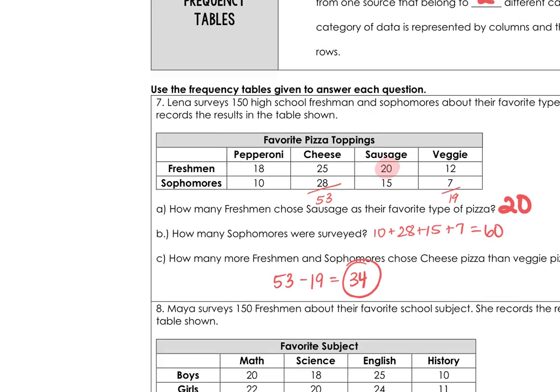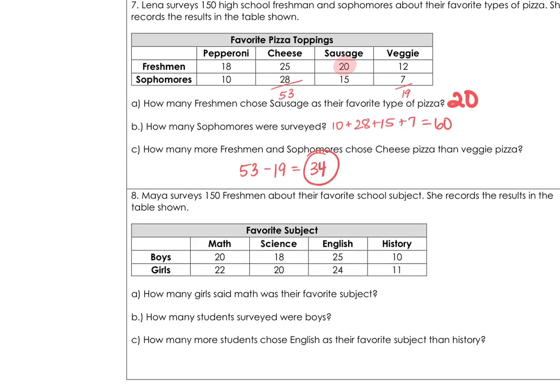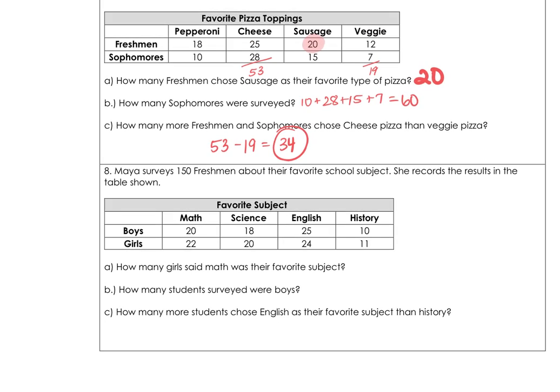All right, number 8 is very similar, so it's just giving us one more chance to practice. This time, Maya surveys 150 freshmen about their favorite school subject. She records the results in the table shown. So she broke it down by who answered the question, a boy or a girl, and then their favorite subject. So that's how she still has her 2 variables, even though they're all the same grade level. That's how she broke it up. So how many girls said math was their favorite? Girls, math, right there, 22, very good.